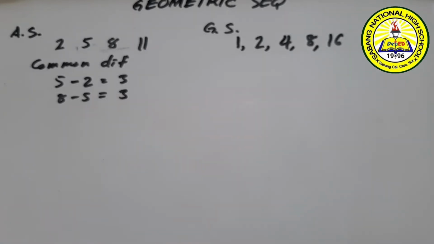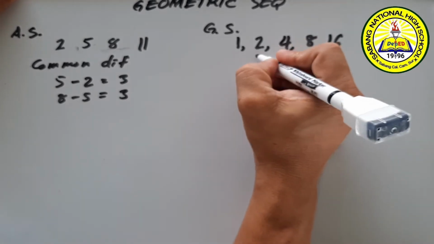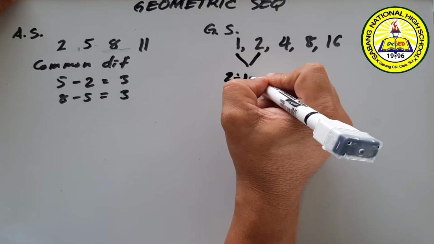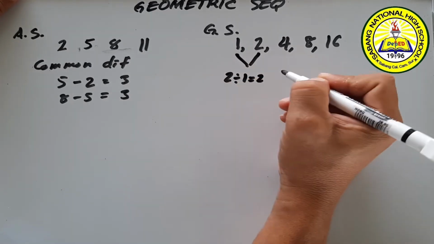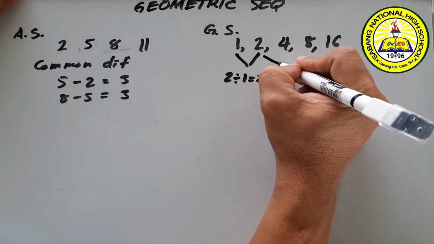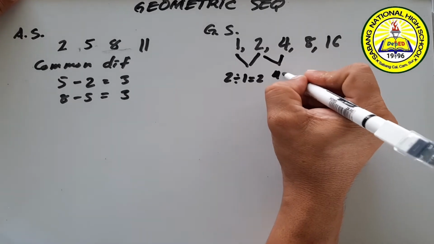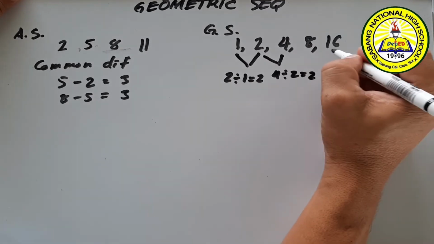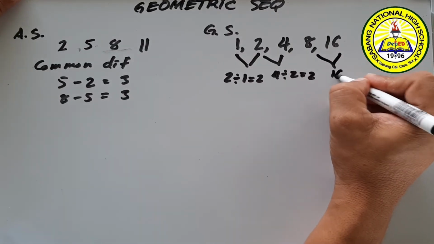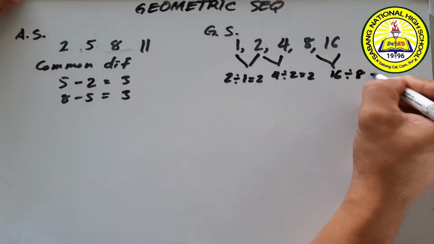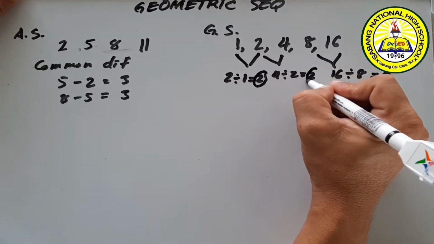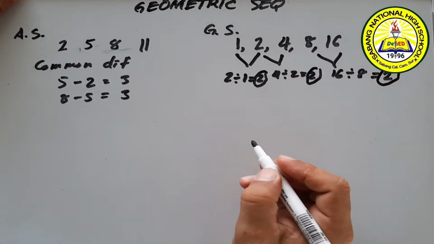How do we know that this sequence is a geometric sequence? Let us try this one. 2 divided by 1, the answer is 2. How about this one? 4 divided by 2. The answer will always be 2. How about 16 divided by 8? The answer will still be 2. So their quotients are all the same.